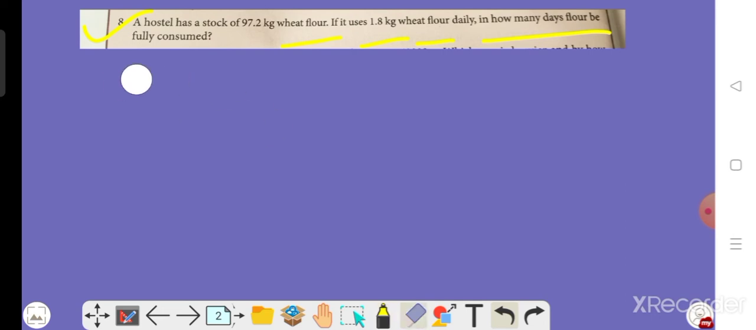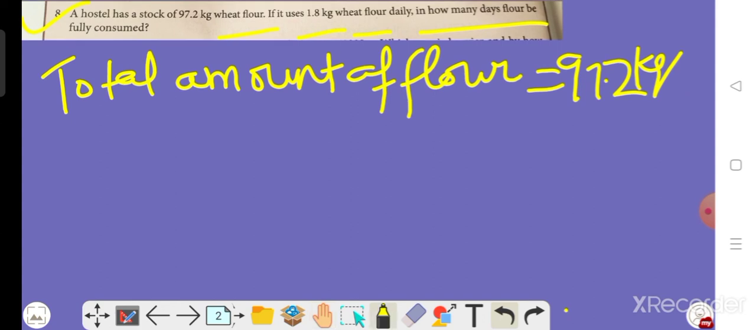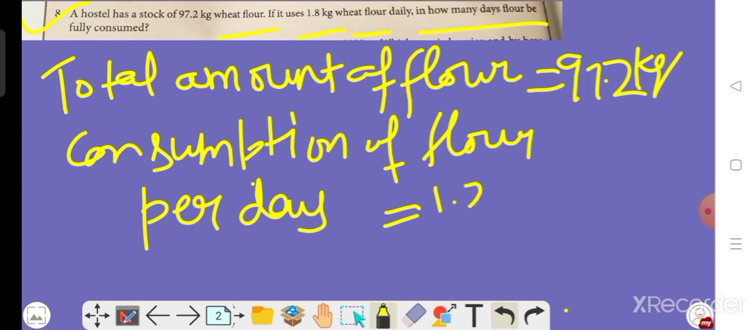So for this, the total amount of flour is equal to 97.2 kg, and the consumption of flour per day is equal to 1.8 kg.